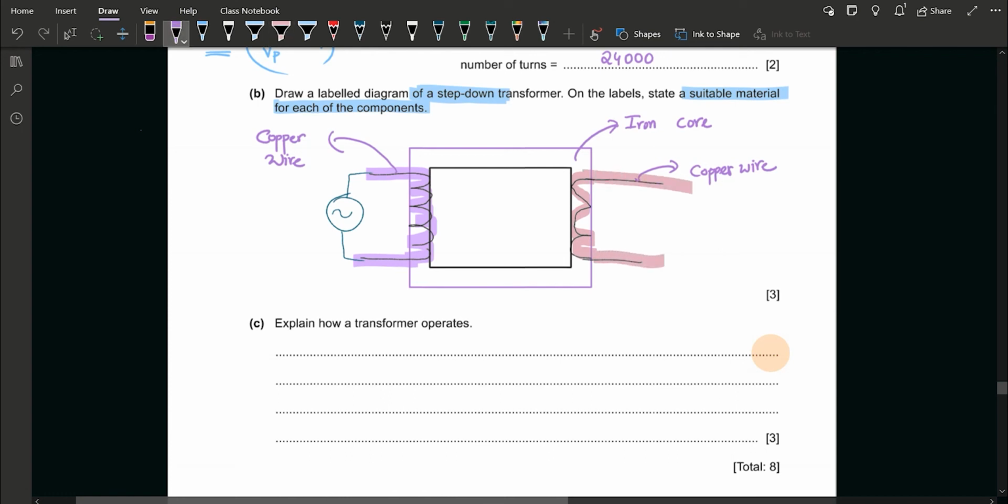So we can just write down here, when AC voltage is applied in primary coil, there is change in magnetic field in the secondary coil.